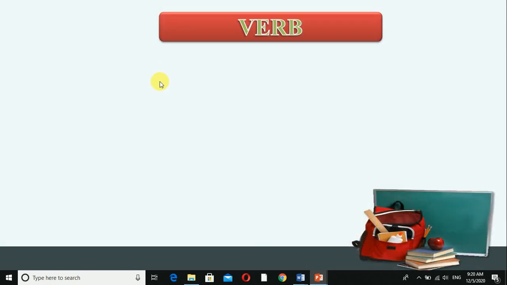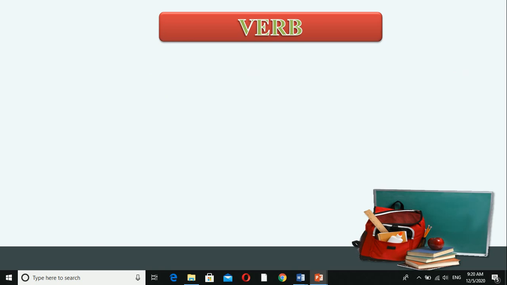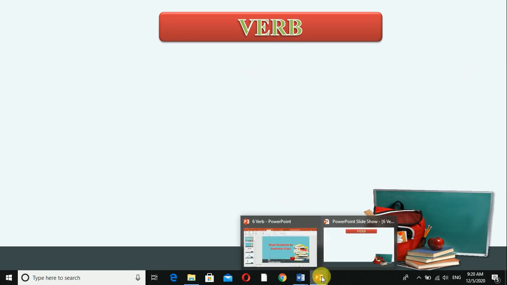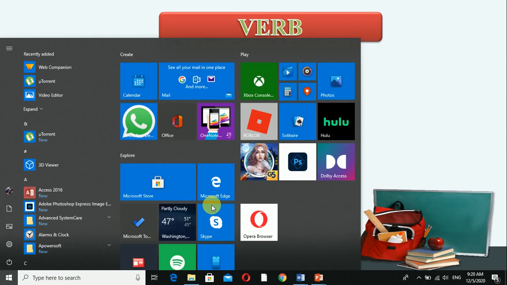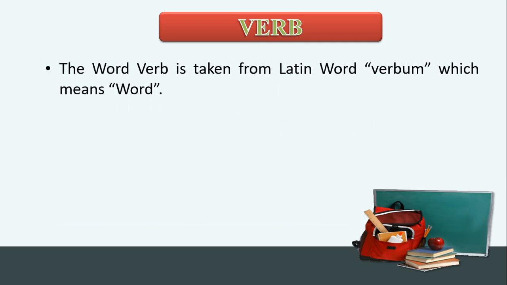Now, can anyone tell me what a verb is and why we use verbs? Before I give you the definition that I have right now, could you please tell me your definition of a verb? What's a verb? Okay, so let's see. It has got the definition of verb.